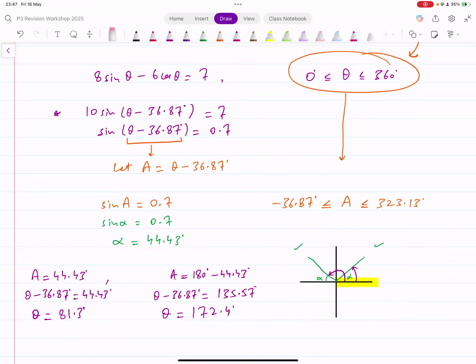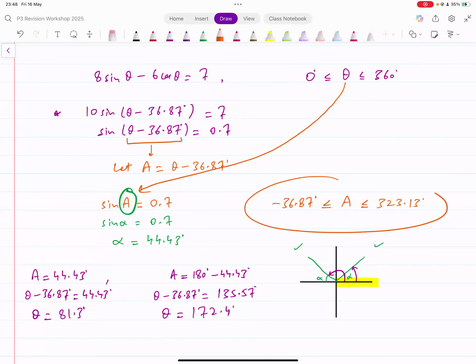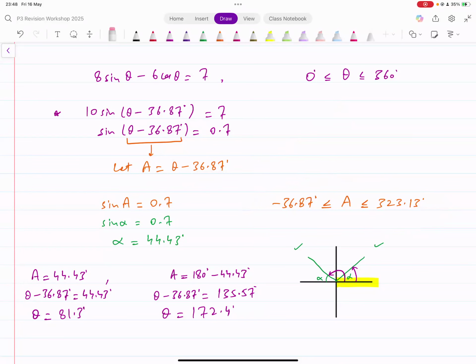we need to know what the minimum value of A can be and what the maximum value of A can be, because the angle is A, the angle is not theta, right? They gave us the interval for theta. So we have to find the corresponding interval for A, right? If we don't do that, we can sometimes end up missing a possible answer. In this case, that's not happening, but you will see in a lot of cases, you will end up missing out on a possible solution if you do not adjust the interval.